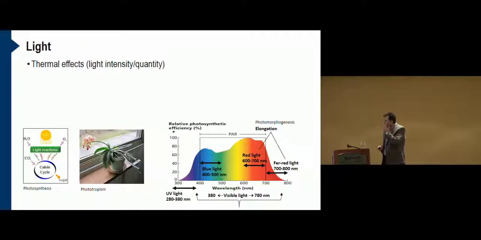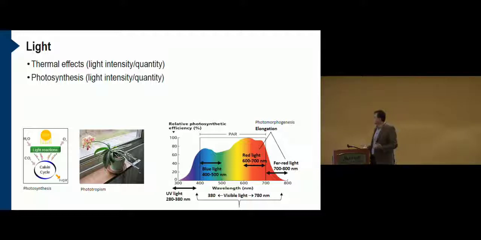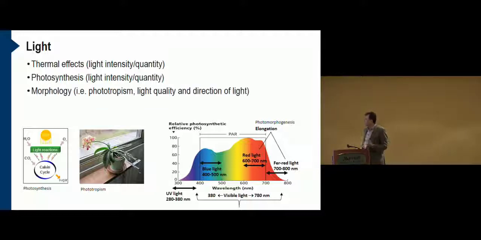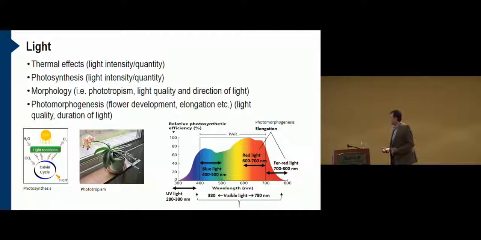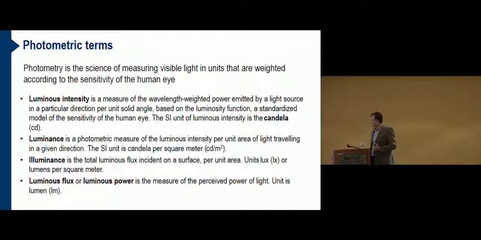So when it comes to light, it has thermal effects, light intensity, and quality. The photosynthesis process is affected by light intensity and quality. The morphology of the plant is affected by light quality and also the direction of the light, for example, tropism. Photomorphogenesis is affected by light quality, and also the duration of the light affects that process.